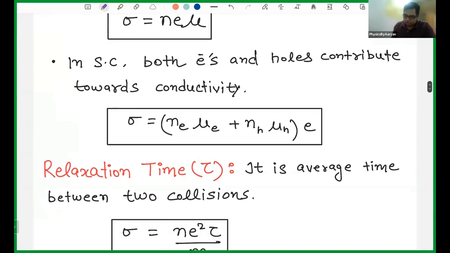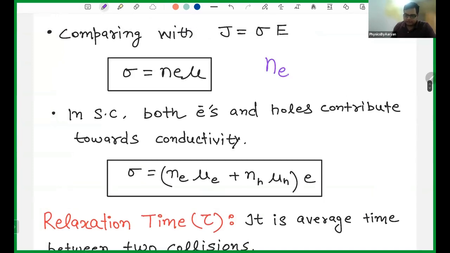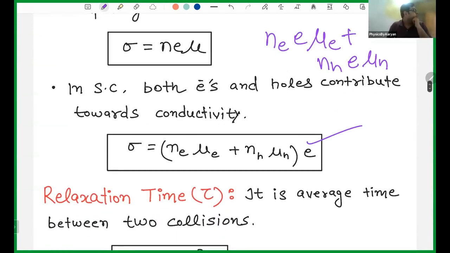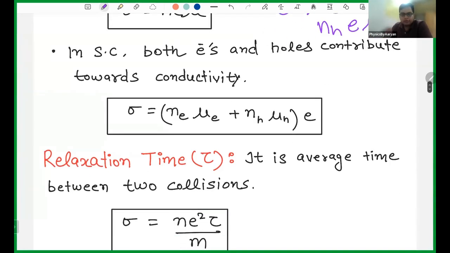So for electrons, what will be the situation? Ne, charge carrier density of electrons, into e, charge on electron, mu e, which is the mobility of electrons, plus Nh, charge carrier density of holes, e into mu h, which means the mobility of the holes. So this will be your sigma in this situation. Your sigma will come out to be Ne e mu e plus Nh mu h into e. So you are adding the contribution because of both of the situations, one above and one below.